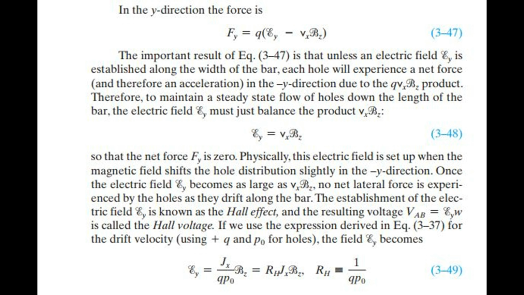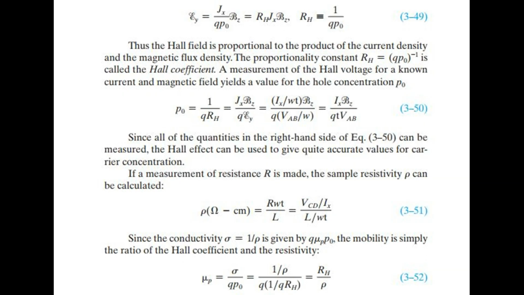If we use the expression derived in Eq 3-37 for the drift velocity, using plus q and p0 for holes, the field Ey becomes RH Jx Bz. Thus the Hall field is proportional to the product of the current density and the magnetic flux density. The proportionality constant RH equals 1/(q p0) and is called the Hall coefficient. A measurement of the Hall voltage for a known current and magnetic field yields a value for the hole concentration p0. Since all of the quantities in the right-hand side of Eq 3-50 can be measured, the Hall effect can be used to give quite accurate values for carrier concentration.